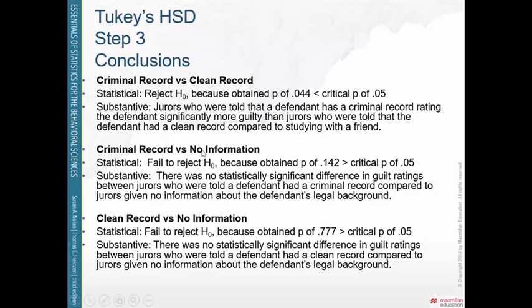So criminal to no information, we're failing to reject the null, or we're accepting the null because our obtained p of 0.142 is greater than the critical p of 0.05. There was no statistically significant difference in guilt ratings between jurors who were told the defendant had a criminal record compared to jurors given no information about the defendant's legal background.